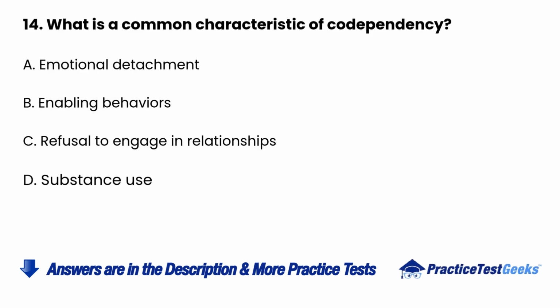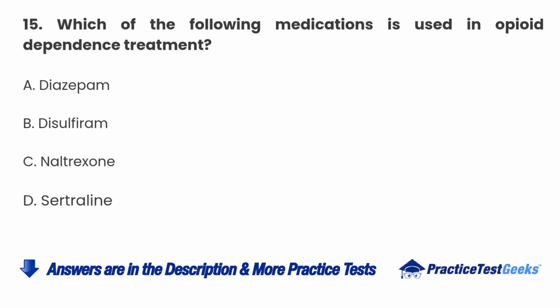14. What is a common characteristic of codependency? A. Emotional detachment. B. Enabling behaviors. C. Refusal to engage in relationships. D. Substance use. 15.